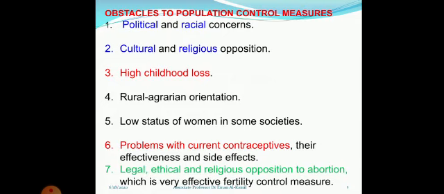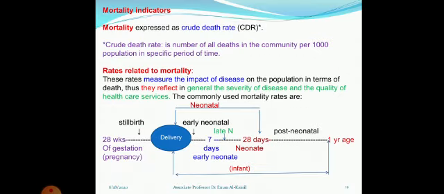And in most religions, it is prohibited ethically, medically, and legally. So this is regarded as one of the factors which oppose abortion.